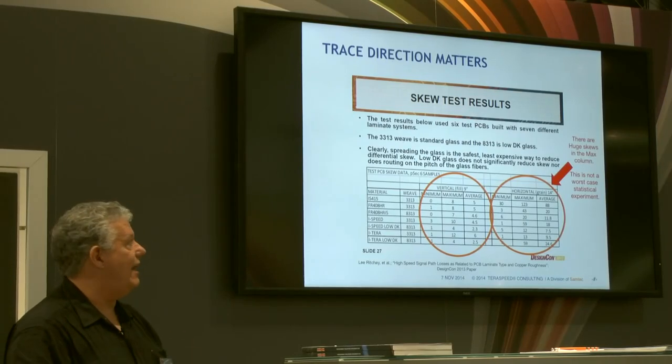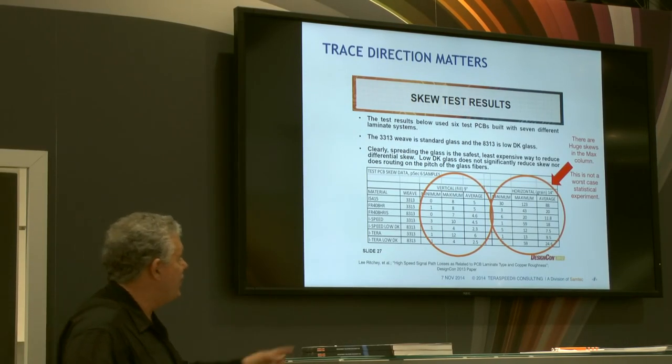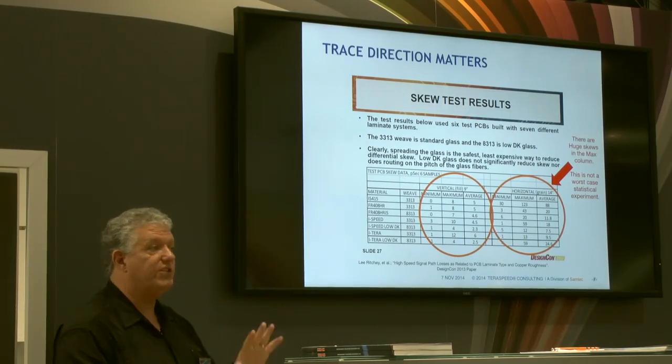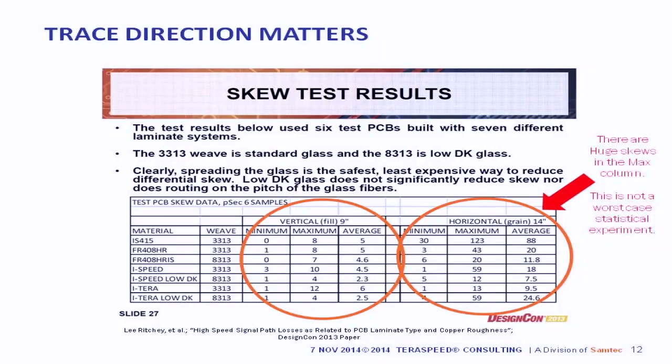Now, if we take some particular materials, all of these are 3313 kind of weaves, and they have a very specific specification. And they were produced on panels with multiple material types: Isola 415, FR 408, Isola iSpeed, which is a new material, Isola iTerra, which is a very new low-loss material, and then several materials with some lower E sub R fiberglass. And they made measurements of a number of differential pairs on multiple boards and looked at the skew.